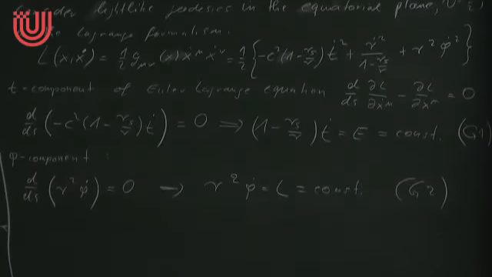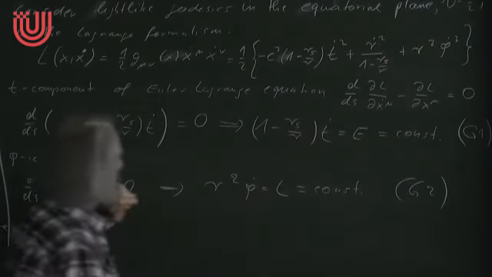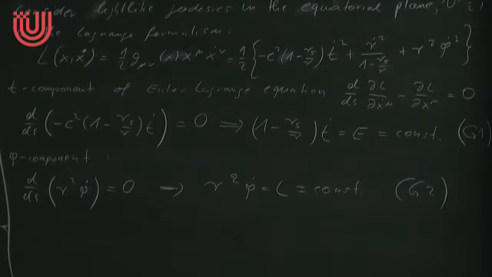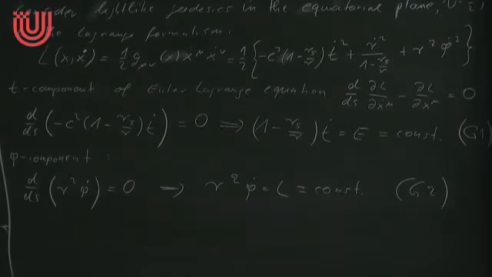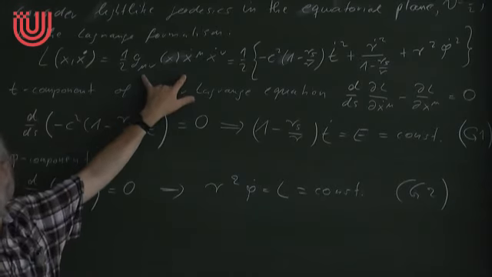Now I need a third equation. I have 3 coordinates, t, r, and phi, so I would need 3 equations in order to fix the geodesics. The obvious idea would be to calculate the r component. But it's actually more convenient to use the fact that the particle is a photon. So what does this mean for the Lagrangian, for this expression here, that we have a photon, a massless particle?